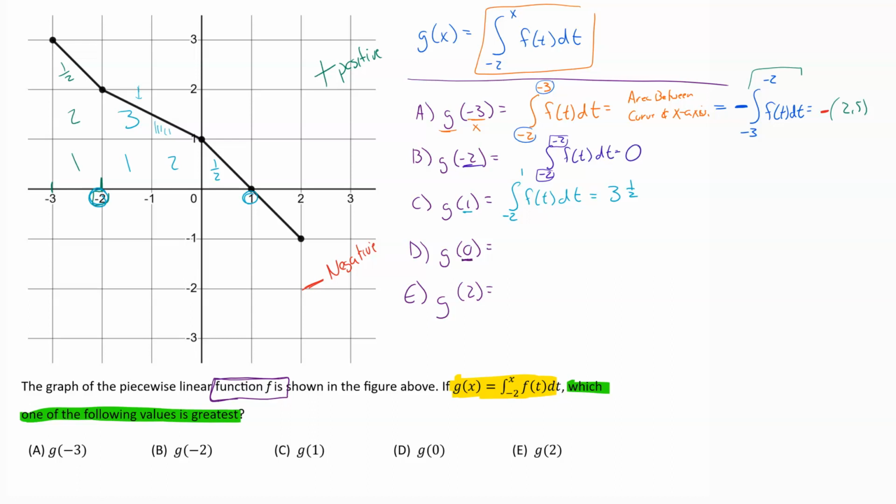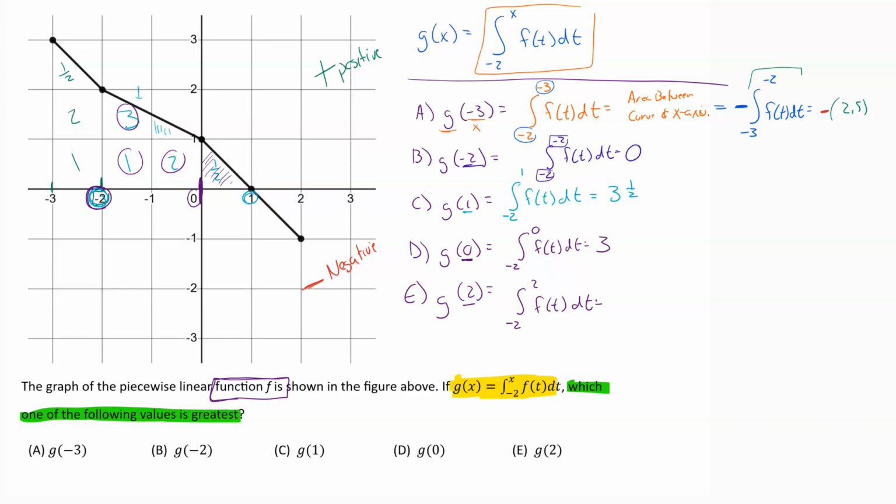So the next one's plugging 0 in for x. So now we're looking at the integral from negative 2 to 0 of this thing. So starting here again at negative 2, this time ending right here at 0. And what you should see real quick is it looks like the last answer, except it's missing this 1/2 portion right there. So that would actually just be our 1, 2, 3 that we saw on the other one. And then the last one here, we end up going from negative 2 to 2 of f of t dt.